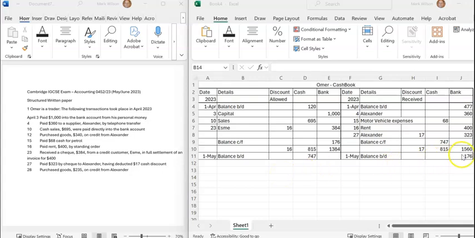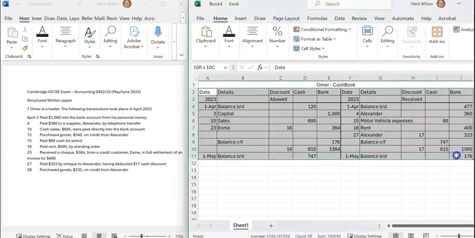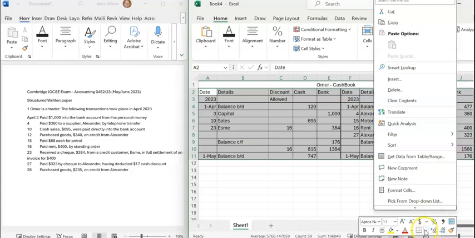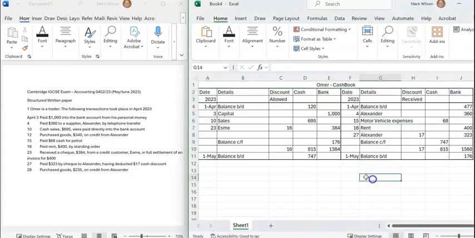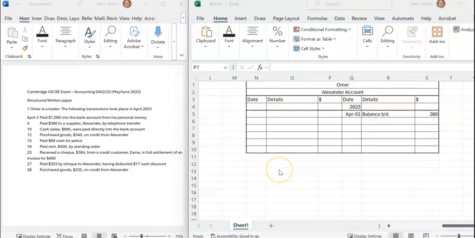So just pause that one, make sure that you've got that all correct, get all those figures in. And we'll get on to question 2. So question 2 is looking at, I think, Alexander's account. Alright, next question, which is question B, I believe, is that we're trying to do Omar's account.